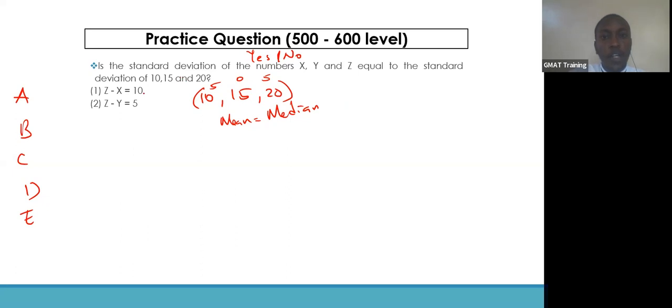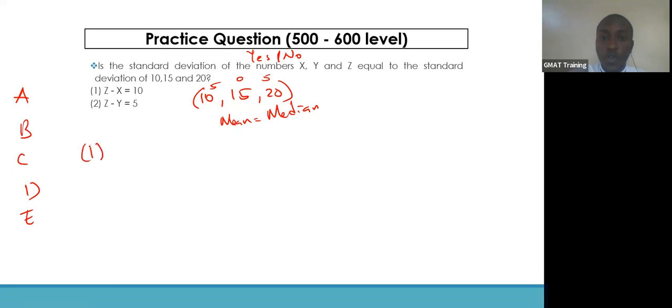And therefore, we need the values of x, y, and z to be multiples of 5, given we have, say, 20, 25, and 30, with a certain number added to each and every element in this set, so that it can have the same standard deviation as x, y, and z being 10, 15, and 20 as well. So let's find out.